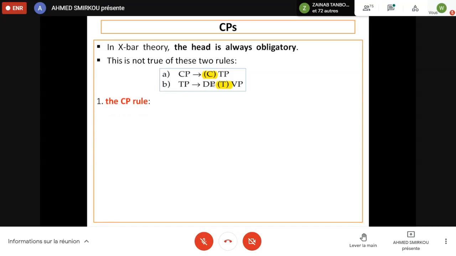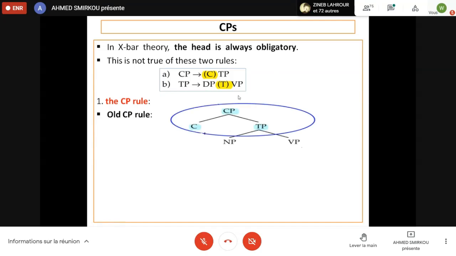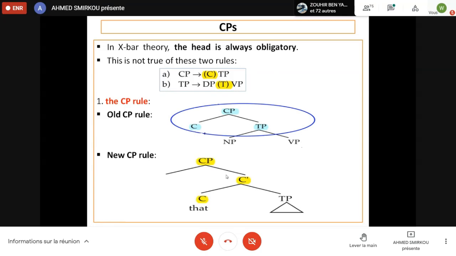Okay, so this is the old rule. CP, the complementizer, contains C and TP. So we are going to change it. The new CP rule is this: CP, C bar, C zero bar, then TP, which means we add this bar. So CP, C bar, and C. Why? We want to show that CP, its head is this complementizer, and it's obligatory.